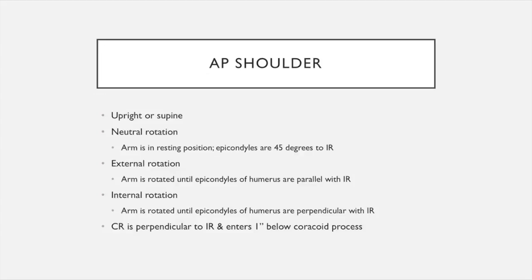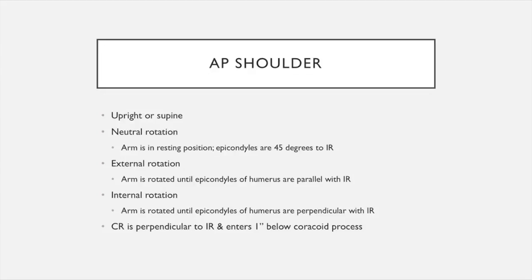If the patient's arm is rotated externally, the arm is going to be rotated until the epicondyles of the humerus are parallel with the IR. If you're going to have the patient rotate their arm internally, the arm is going to be rotated until the epicondyles of the humerus are perpendicular with the IR.